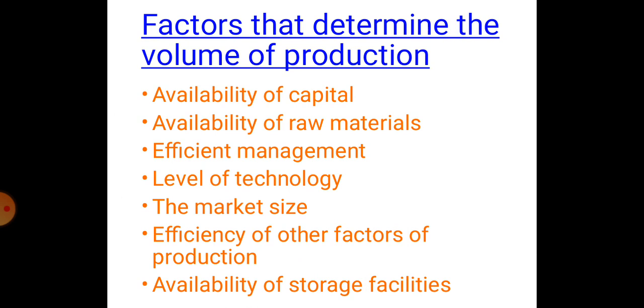Number two, availability of raw materials. If the basic raw materials needed for production is available, then the volume of production will be increased. On the other hand, if the basic raw material needed for production is not sufficient, the volume of production cannot be increased.